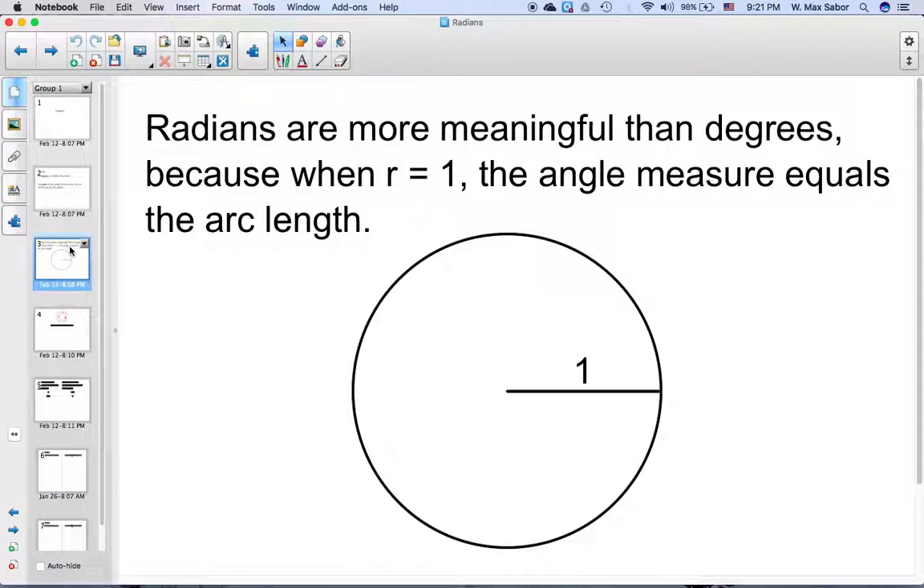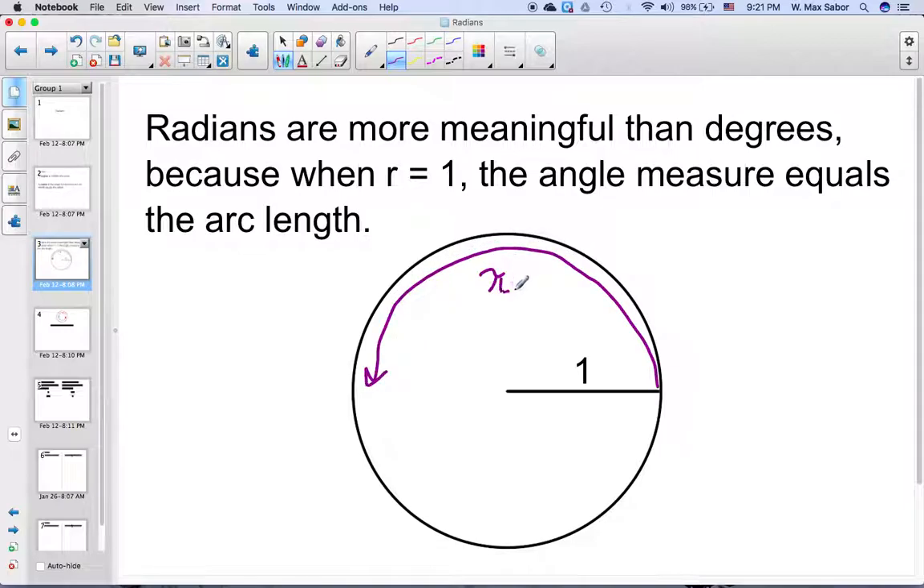Radians are more meaningful than degrees because when r equals 1, when the radius is 1, the angle measured equals the arc length. If you travel half the way around a circle, that'll be a distance of pi. And if you travel all the way around a circle, it'll be a full distance of 2 pi. And that is also the radian measure. The radian measure of a circle is based off of the angle if you traveled all the way around.